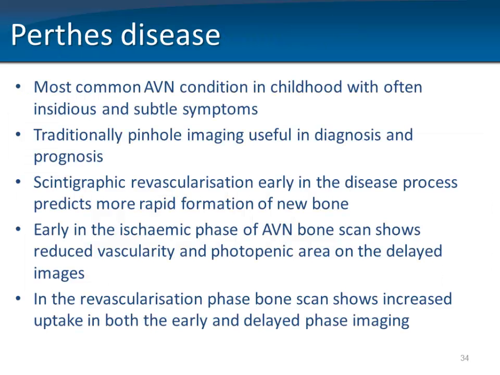So Perthes disease, as I told you, is the most common avascular necrosis condition in childhood, and it often has insidious and subtle symptoms. Traditional pinhole imaging is very useful in diagnosing and prognosticating these lesions. The scintigraphic revascularization early in the disease process predicts the more rapid formation of new bone, and a classification system exists, which I will show you later on. As you can expect, early in the ischemic phase, bone scan shows reduced vascularity and a photopenic area on the delayed images. Later on, when revascularization has started, there is increased uptake in both early and late phase.